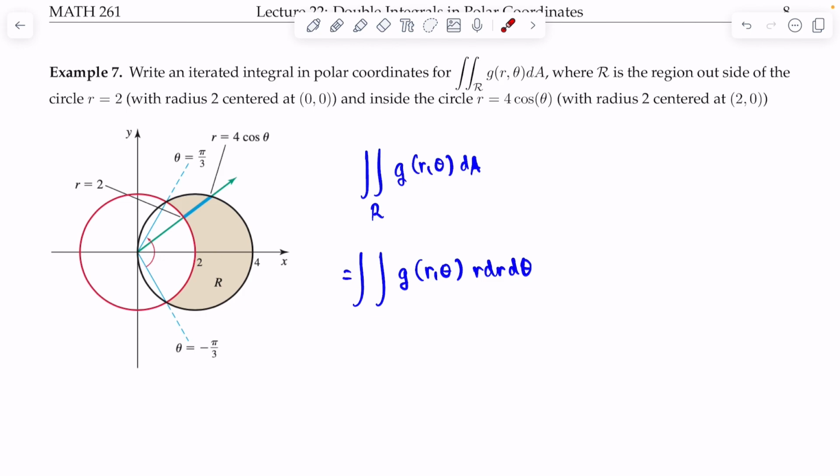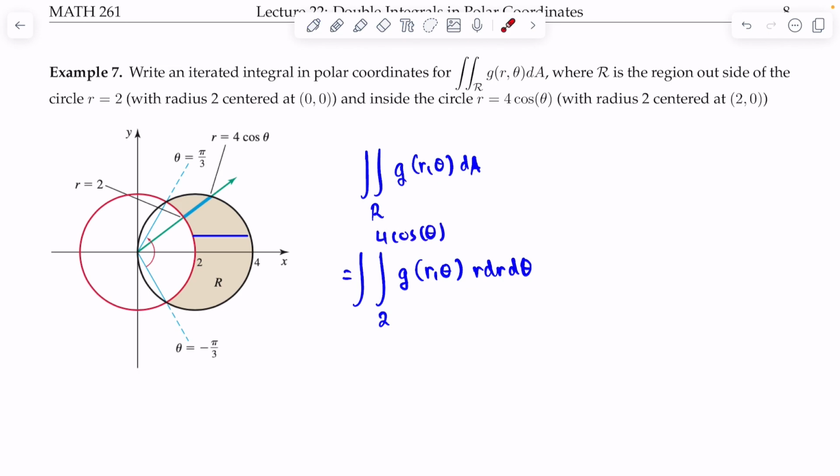For the bounds of r, as you can see, this is the region of consideration. If you put a ray in the region, you can see that one side touches the curve, the left side touches the red curve, that is r equal to 2, and the right side touches the black curve, which is r equal to 4 times cosine of theta. Therefore, the lower limit of integration of r is 2, and the upper limit of integration of r is 4 times cosine of theta.